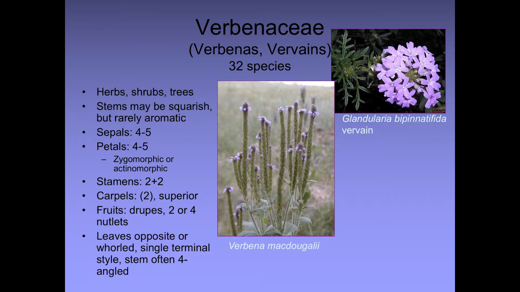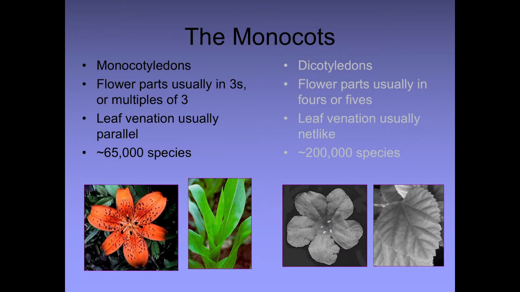So that's the end of the dicot list as we're covering it today. And we'll go to the monocots. Just to remind you, it has a single leaf as the seed sprouts and breaks soil. And again, the flower parts are in multiples of 3, with parallel leaf veins, and approximately 65,000 species.